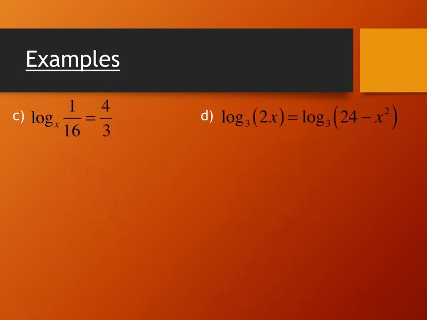Okay, a couple more examples. C looks really weird. It's really not that hard, but it just looks so weird because it's got all the fractions involved. I mentioned earlier, and I'll mention again, the fact that the x is in the base of the log tells you you've got to change it into exponential form. Okay, we need to get the x out of that location. So how would I rewrite this in exponential form? Excellent. X to the 4/3 equals 1/16.